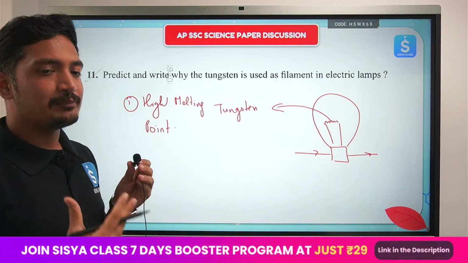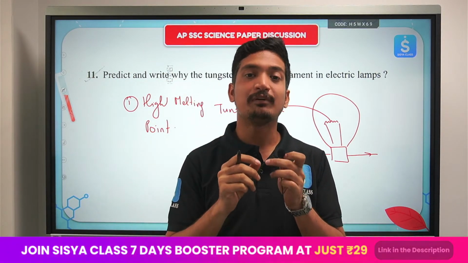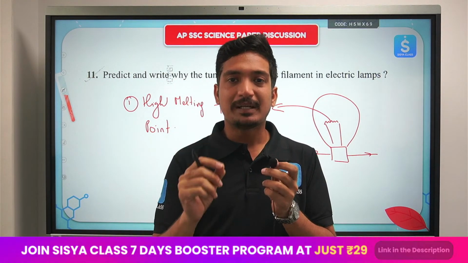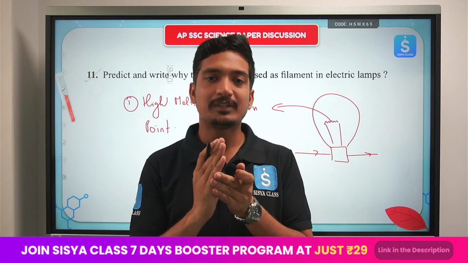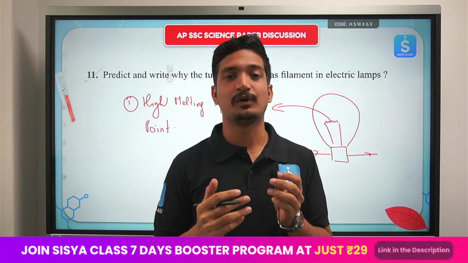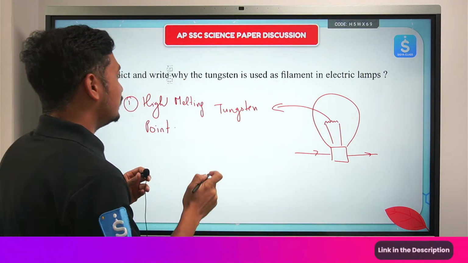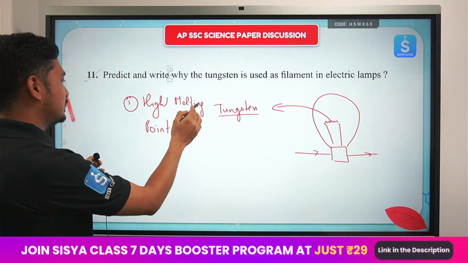So why do we need a high melting point? Because despite being at a very extreme temperature, it will not melt. If that material melts, this will break down the circuit and the circuit will no longer work, right? Which we don't want. We want continuous flow of electrons, continuous flow of charge, right? And therefore tungsten is used in this case because it has a high melting point.